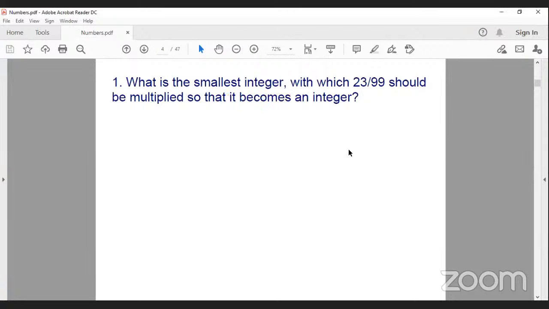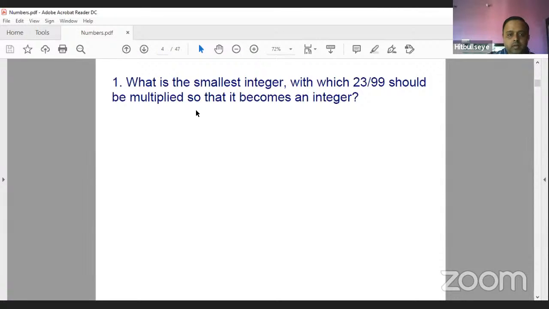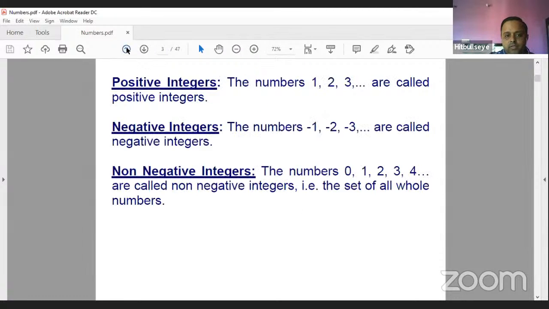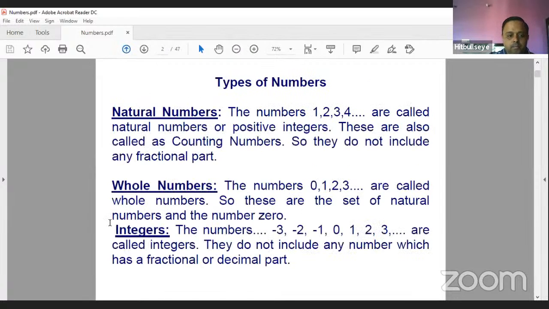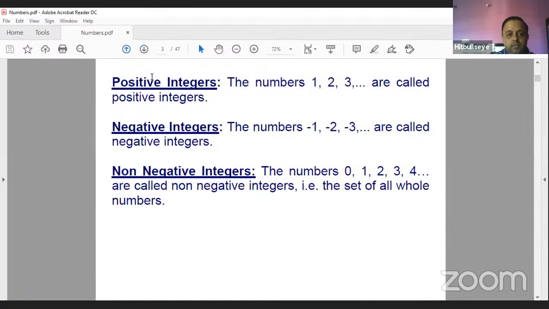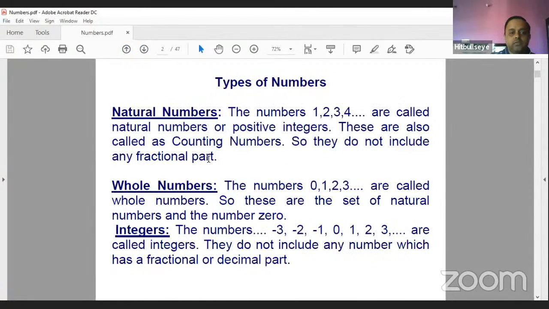Let us now do one or two simple questions. I told you that these definitions of numbers cannot be ignored at all. You must keep these definitions in mind while solving the questions: natural numbers, whole numbers, integers, positive integers, negative integers. Because if I just change the question from natural number to whole number, or from whole number to integers, the answers will change.